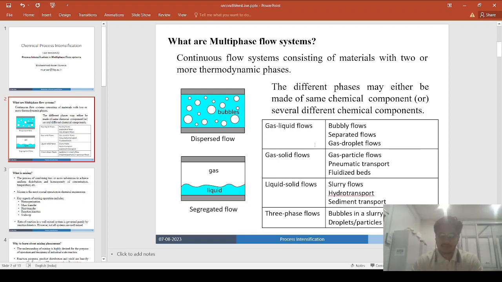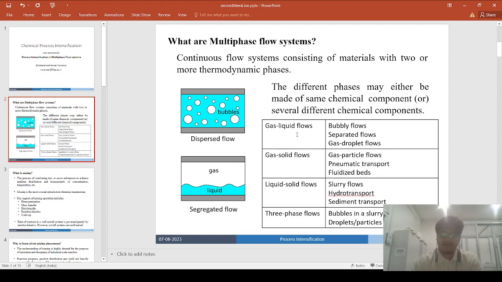One of the simplest multi-phase flow systems can be a gas-liquid flow system, gas-solid flow system, or liquid-solid flow system. So these are the three types of two-phase flow systems.